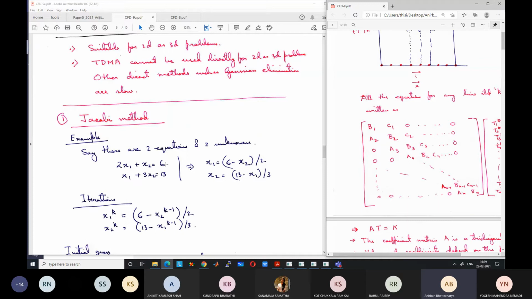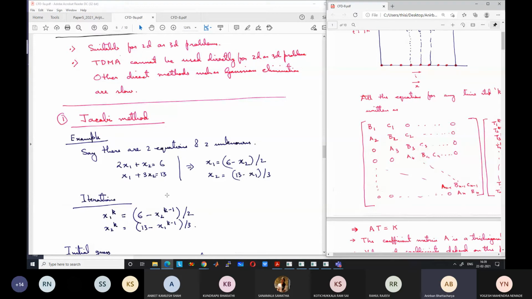So we want to see how to do this calculation iteratively. What is the Jacobi method for iteration? For each equation, we derive an equation for iteration. For example, x1 I can write as (6 minus x2) by 2, and x2 I can write as (13 minus x1) by 3. If k is the number of iteration, and I know the k minus 1th iteration value, I can find the kth iteration value from these equations.